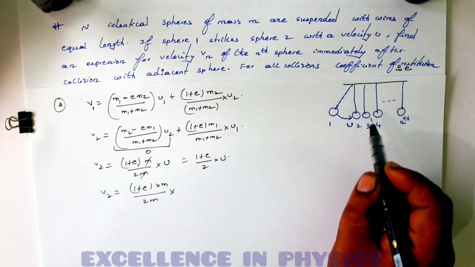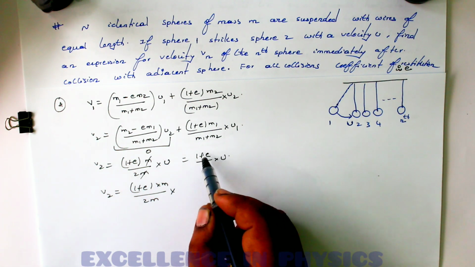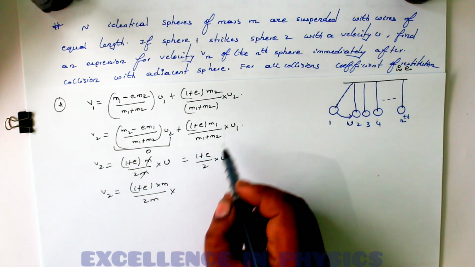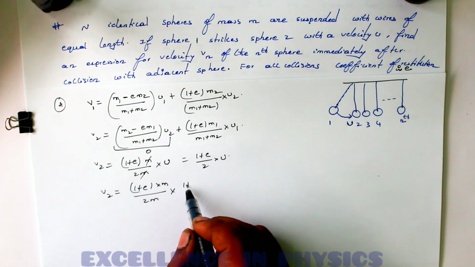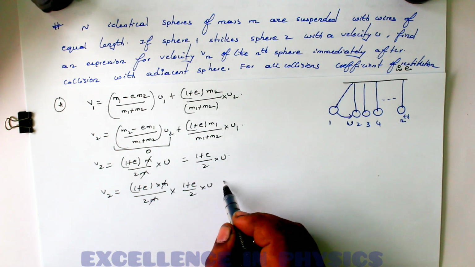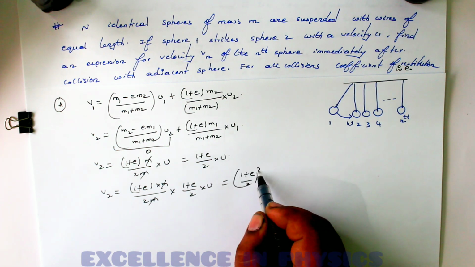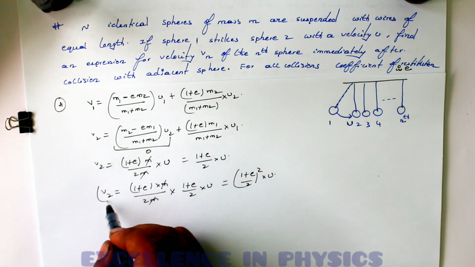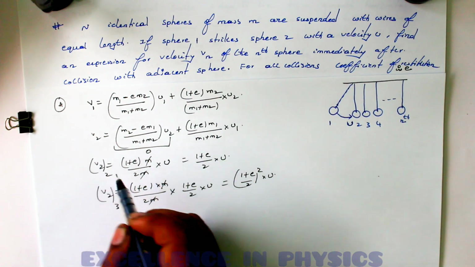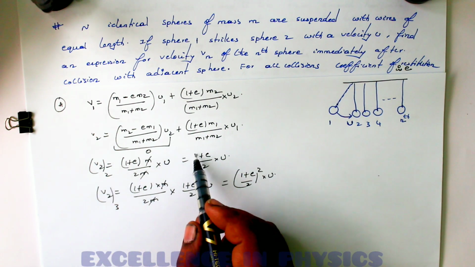Now this second sphere was having a velocity of (1 plus e) by 2 into u. That becomes the initial velocity of the first ball in these two collisions. So instead of u1 I will write this velocity, (1 plus e) by 2 into u. m gets cancelled, so I will get ((1 plus e) by 2) whole square into u. This is the final velocity of the third ball, and this is the final velocity of the second ball. So here I have 3, here 2, here 2, here 1.